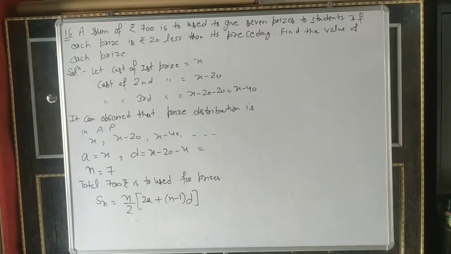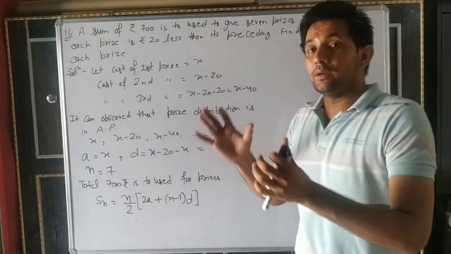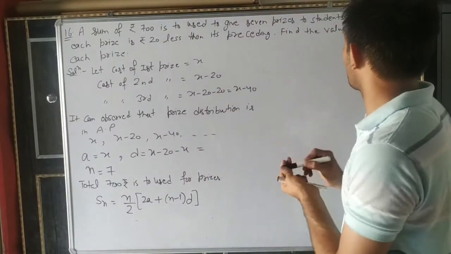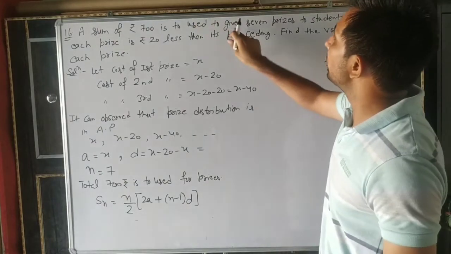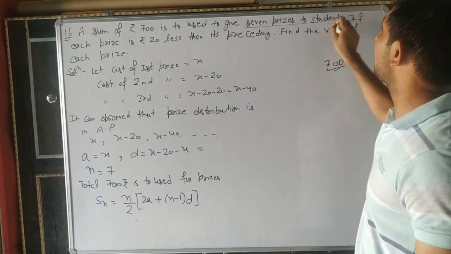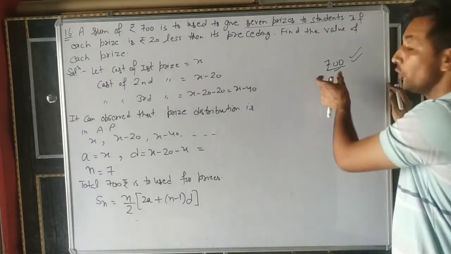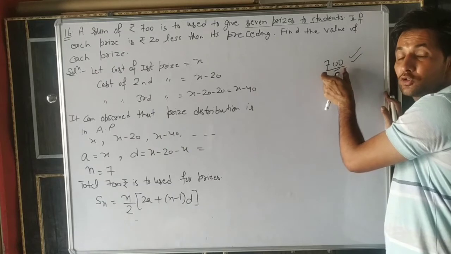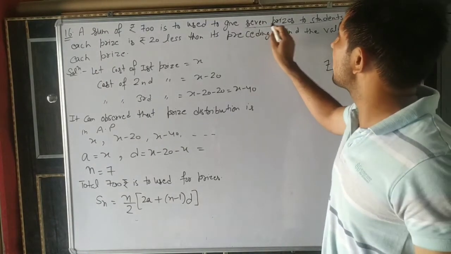Now dear, next question number 16. What is given? A sum of 700 rupees. Suppose I have 700 rupees, which is to be used to give 7 prizes to students. I want to give away these rupees to the 7 students, in the 7 prizes.